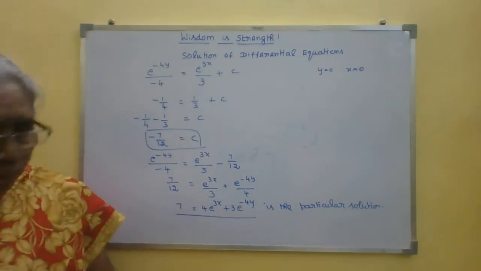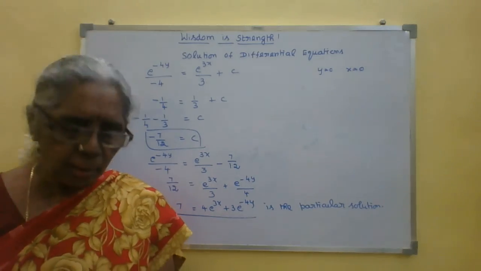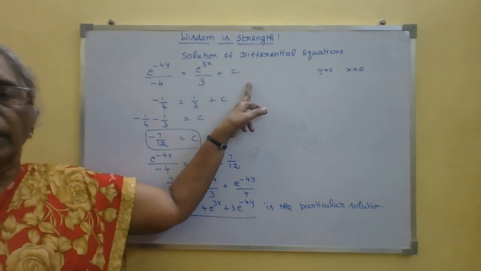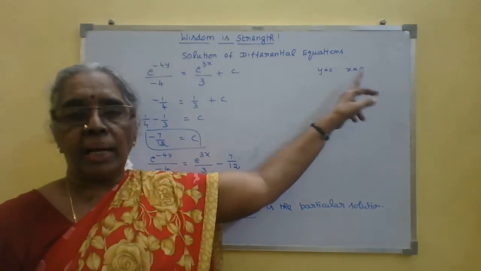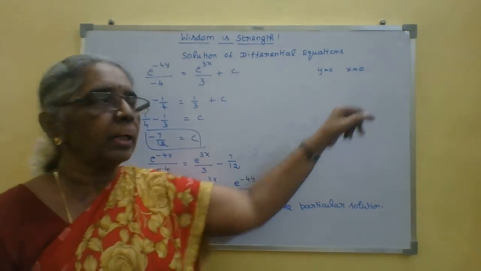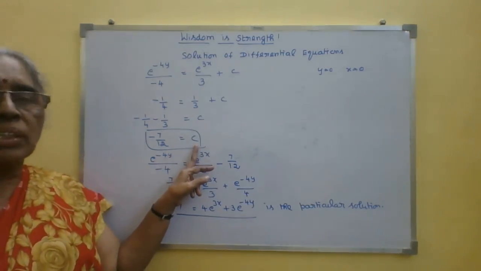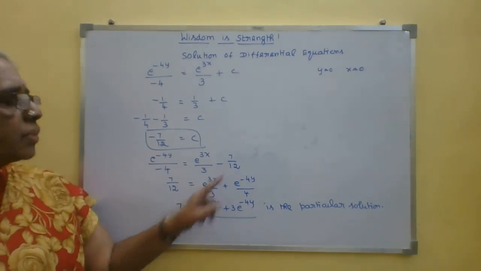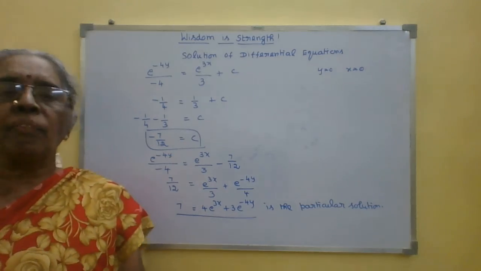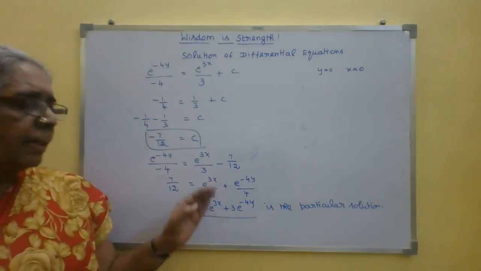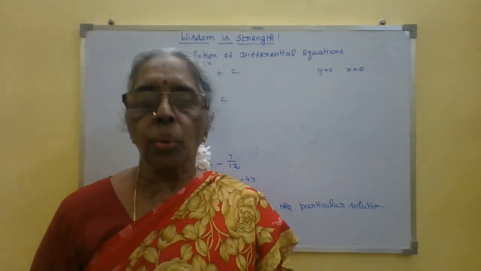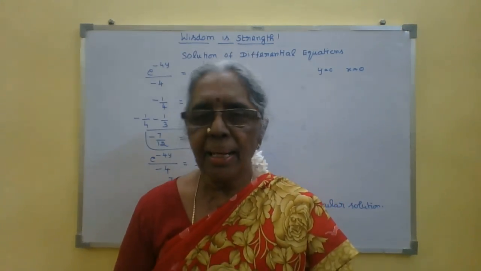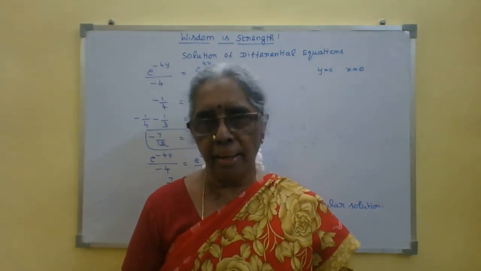So in the particular solution, what do you do actually? As usual, you proceed, you find the general solution. After that, substitute the values of x and y given in the sum. You evaluate the value of c. Then in the general solution, you substitute that value of c, and whatever you can simplify, you give it as a neat format, and that is the answer. So hope you have understood these two. So this is the variable separable. In the next video, we will see another type.